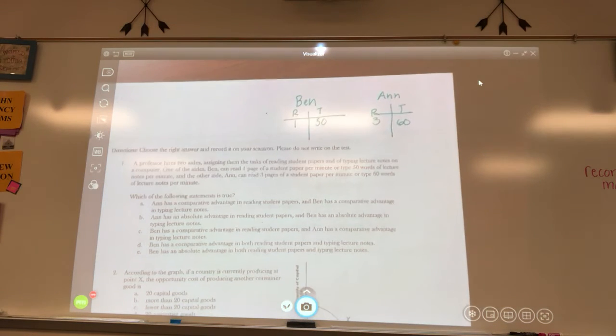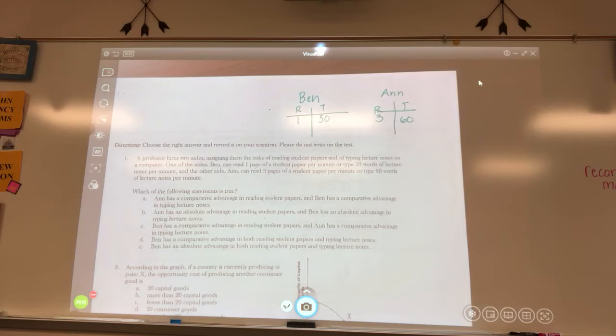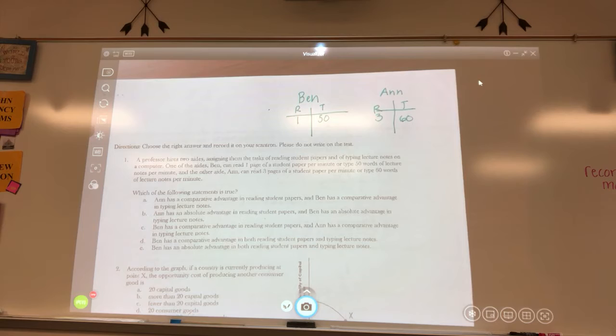Well, he should just employ Anne. But, can Anne do both? No, so this is why he needs Ben, okay? So let's determine, this is an output question, right? It's not input, right? Okay, this is an output, what they can produce.